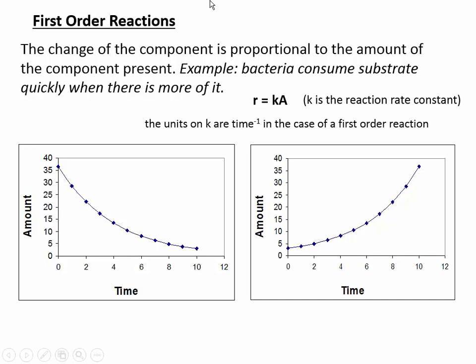So now look at this. R, the reaction rate, depends on a constant multiplied by the amount. That's how you can tell how quickly the reaction happens. So that's first order kinetics. So this is a consumption reaction, and this is a production reaction on the right. The amount is increasing, something is being produced. The amount is decreasing, then something is being consumed.